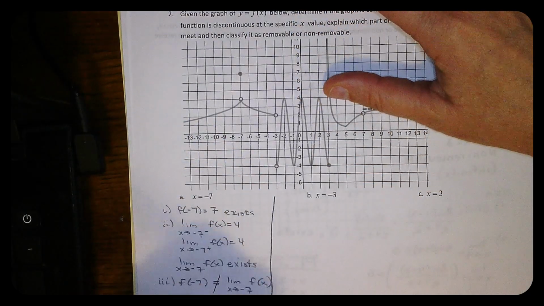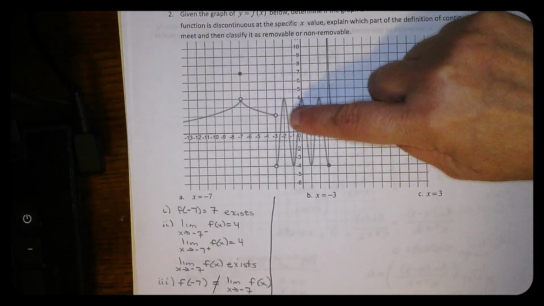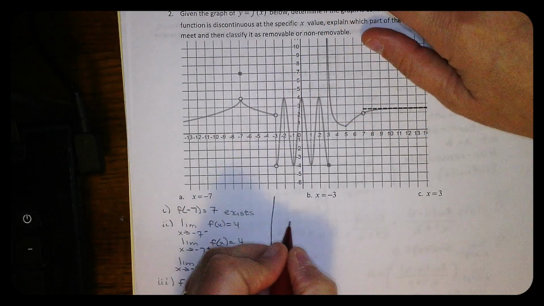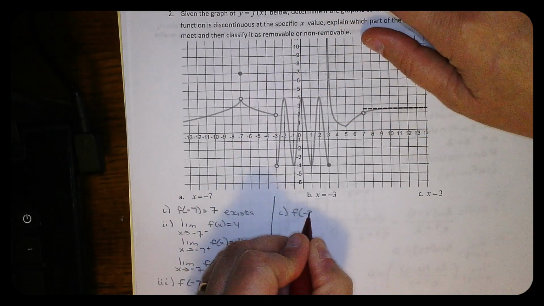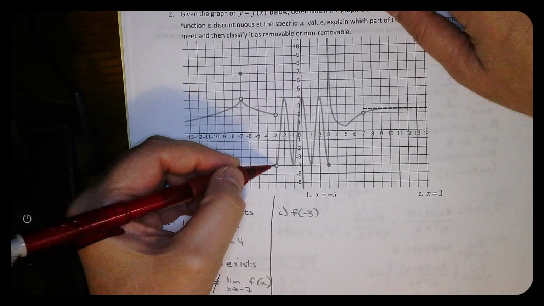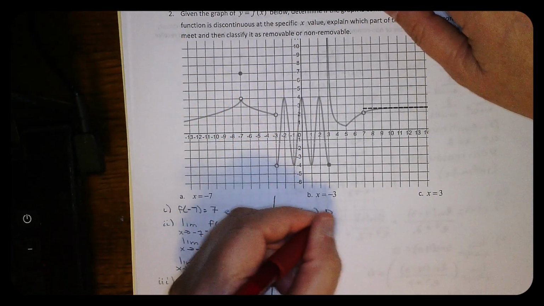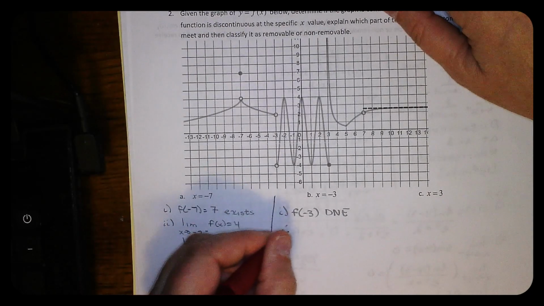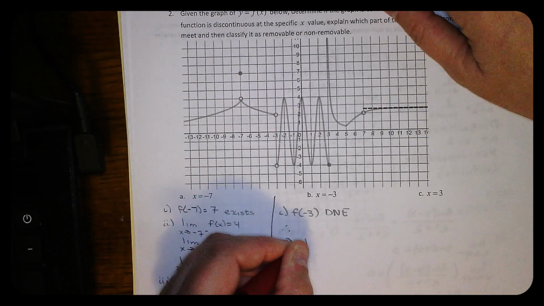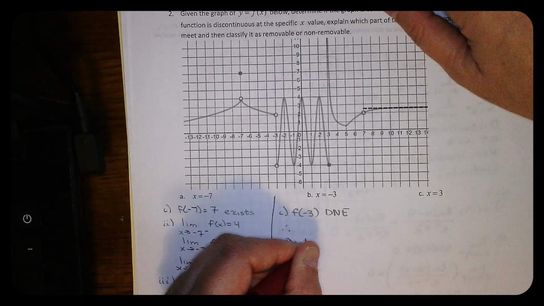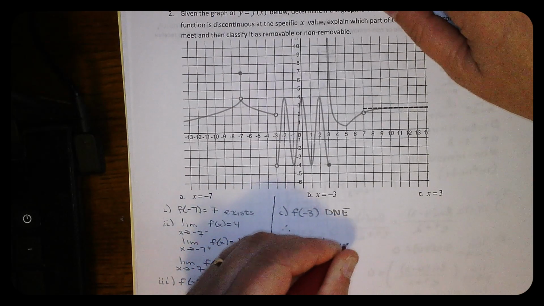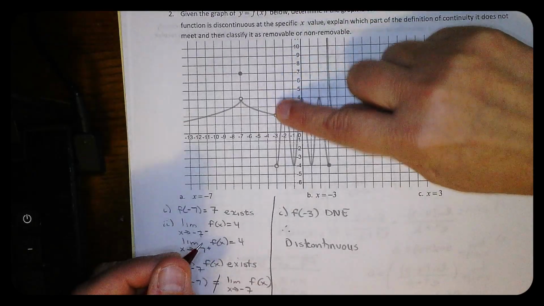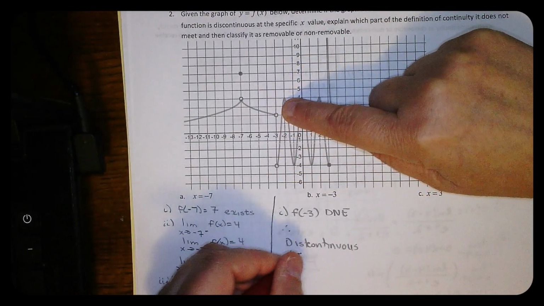All right, let's take a look at x equal negative 3. And f of negative 3, there's a hole here and there's a hole there, so it does not exist. So that was an easy one. Therefore, it's discontinuous at x equal negative 3. And what type of discontinuity? We see it's a jump.